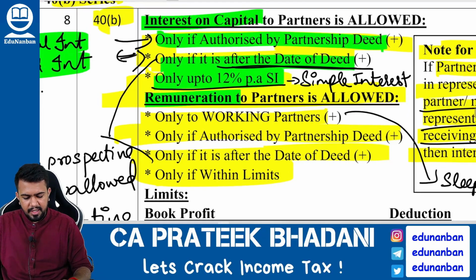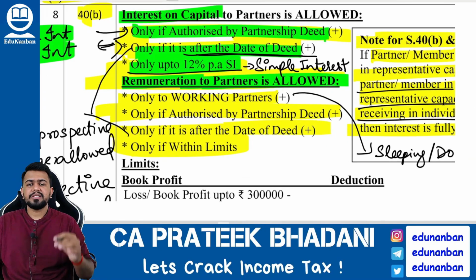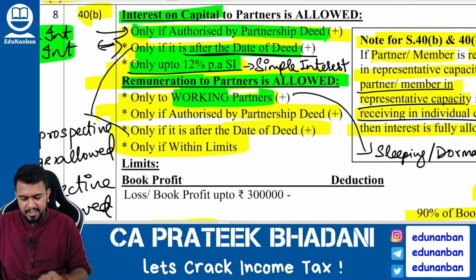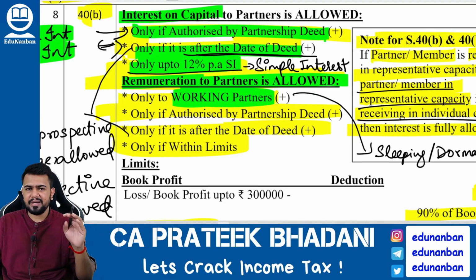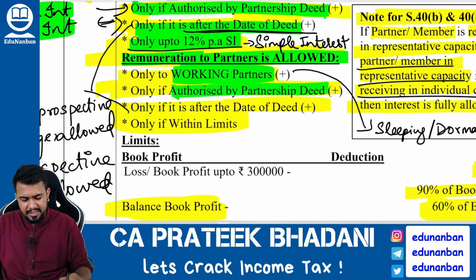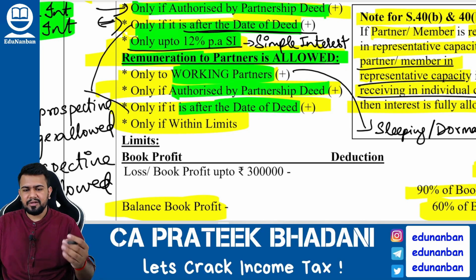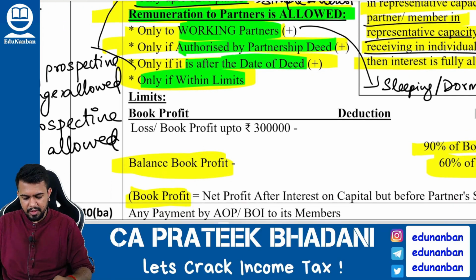You get my point? Now let us come to remuneration given to partners. Remuneration given only to working partners will be allowed as deduction. If remuneration is given to other partners like sleeping partner, dormant partner, investing partner, etc., it is not allowed as deduction. Then remuneration is only allowed if it is written in the partnership deed, and if it is authorized after the date of the deed, and only if it is within the limits that I am going to mention below.